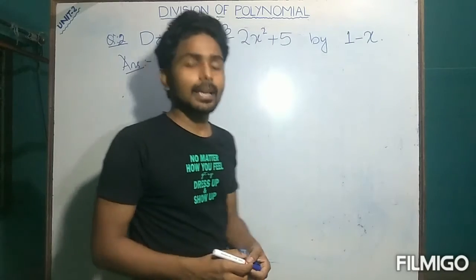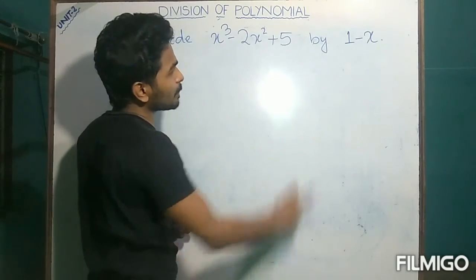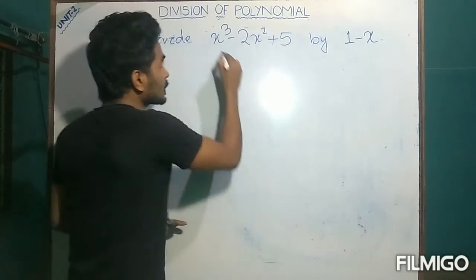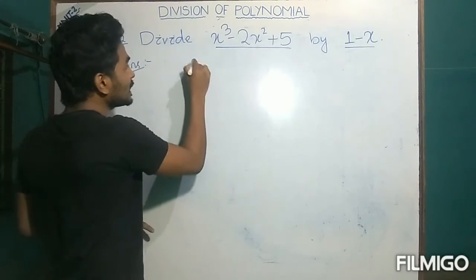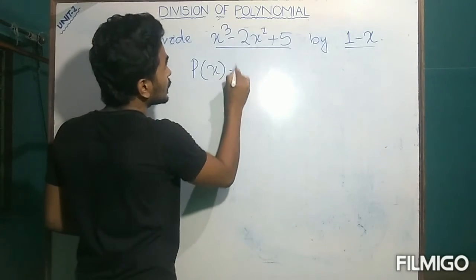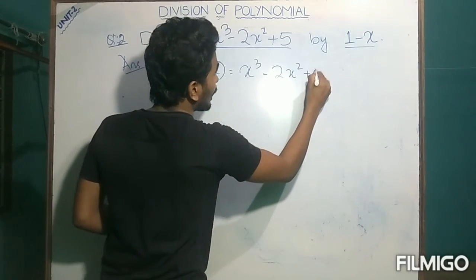Coming to the second question. The second question, we have to divide x cube minus 2x square plus 5 by 1 minus x. So this is the dividend part and this is the divisor part. Okay. So you can write p of x is equal to x to the power 3 minus 2x square plus 5.